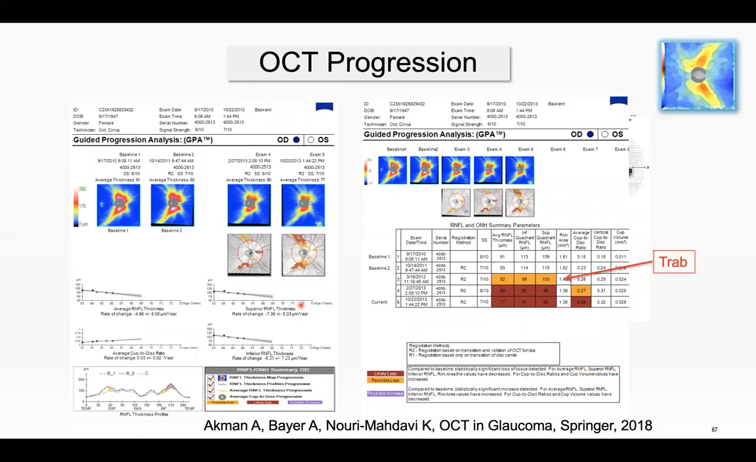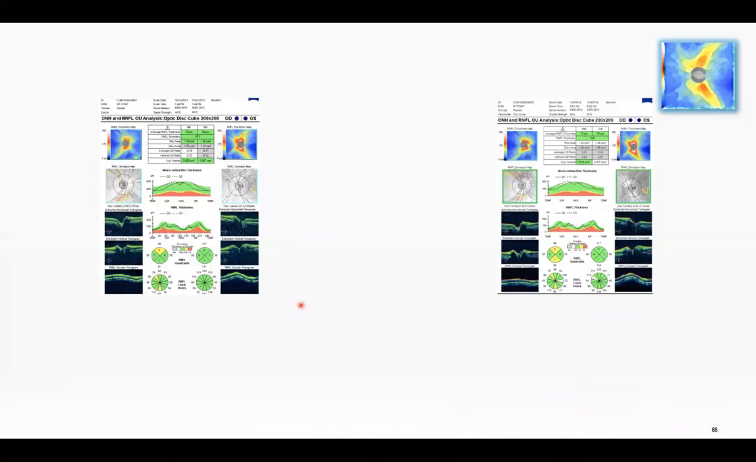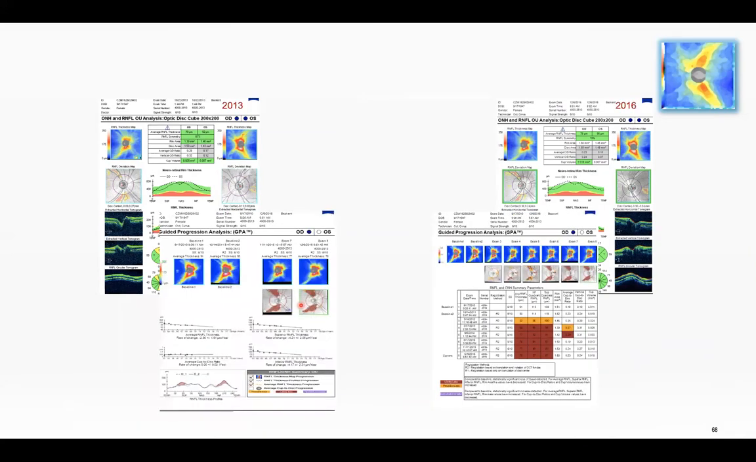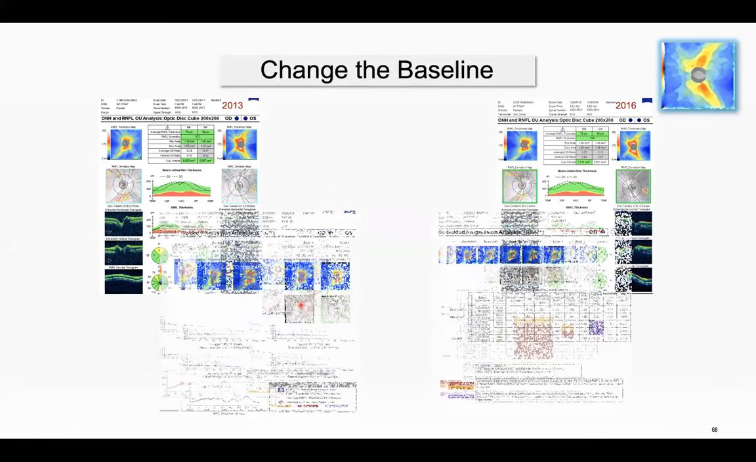A trabeculectomy was performed here in 2013. Her OCT reports just after the trab, in 2016. If we check the progression report with original baselines, we still see a lot of progression. Look at this. But if we change the baseline to the date of the trab, now we see the patient is stable.